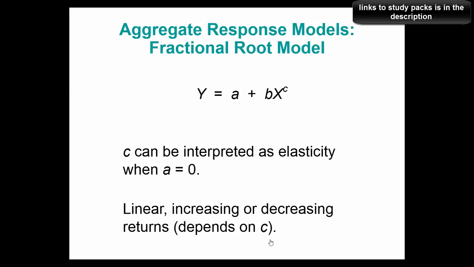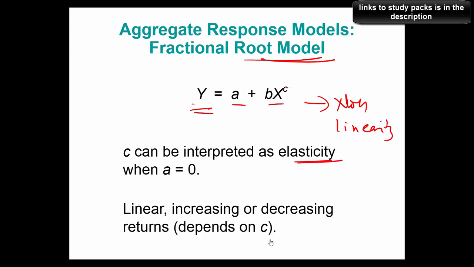So the second one is the fractional root model. Here it is like y equal to a plus b x to the power c. So this is a typical nonlinear model. This is not linear because the relationship between y and c is not linear. With a and b it's linear, yes, but with c it's not. So it's a nonlinear model, and c can be interpreted as elasticity when a equals 0. So this is a case where it's increasing or decreasing depending on the value of c. If that is the case, then you will try this type of functional form.